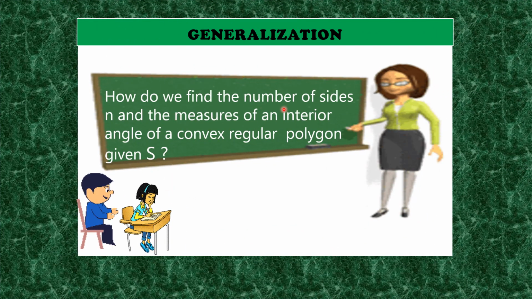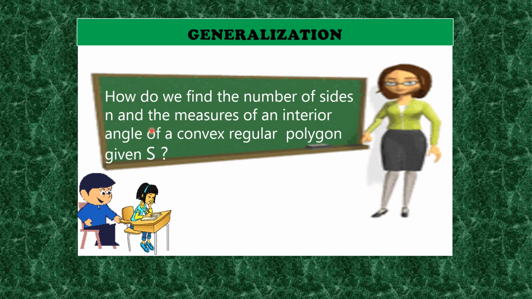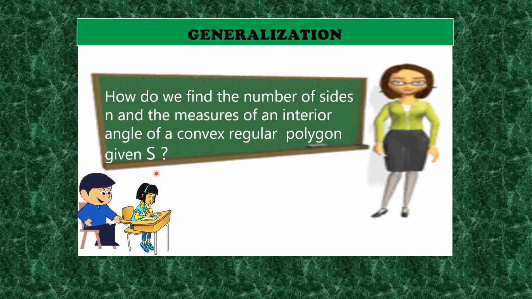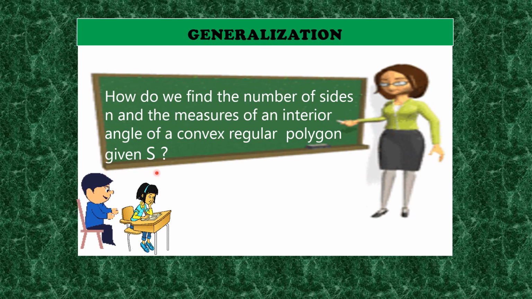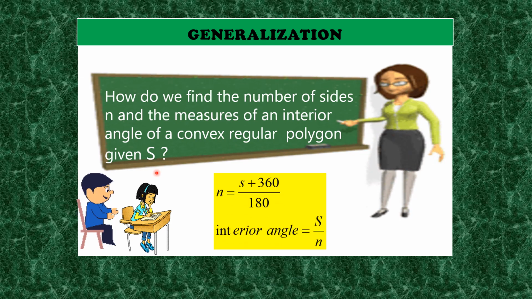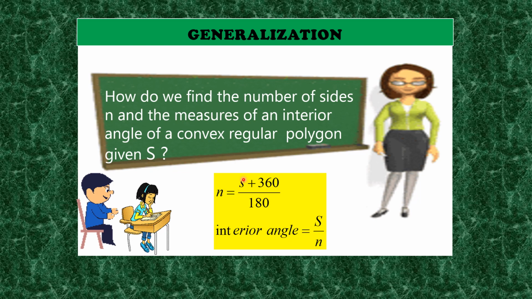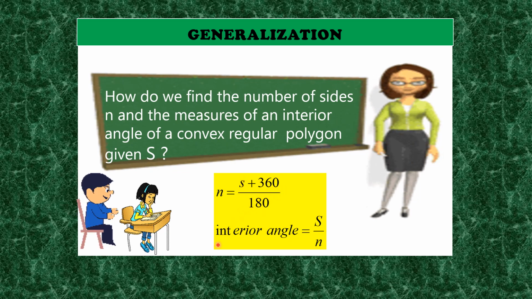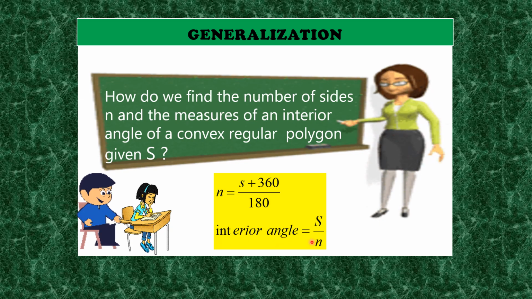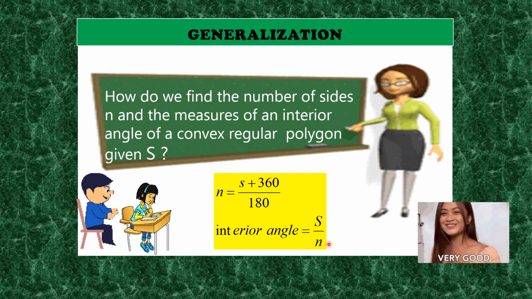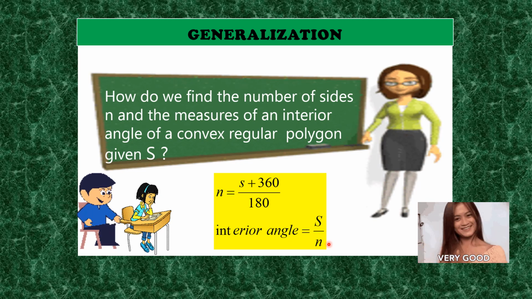How do we find the number of sides n and the measure of an interior angle of a convex regular polygon given S? Eddie, can you answer the problem? So n equals S plus 360 over 180 and the measure of an interior angle equals S over n. Very good, Eddie.